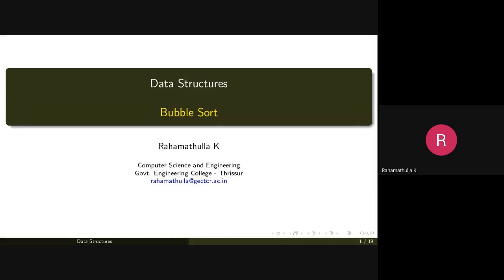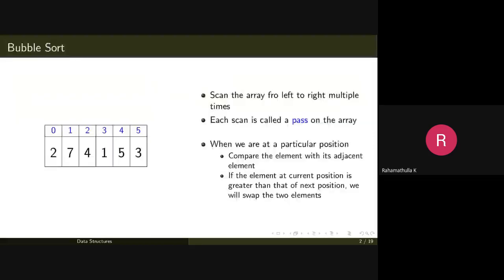Hello, in this lecture we'll talk about bubble sort. We will take the same example that we have used in the case of selection sort. We have an array of 6 elements. This array has indices 0, 1, 2, 3, 4, and 5 and elements 2, 7, 4, 1, 5, and 3.